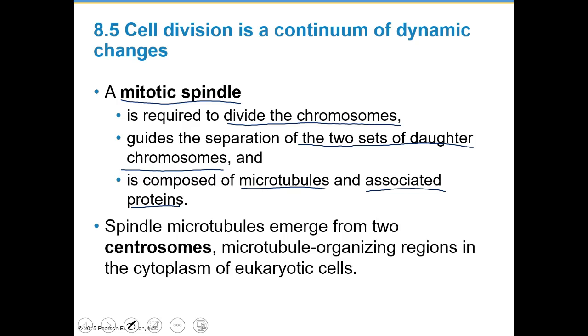Spindle microtubules emerge from two centrosomes. So remember those sister chromatids? I'm going to draw them for you. They have these little attachment points here that hold them together. Well, the microtubules that are part of the spindle will attach to that. They're going to keep track of them and move them where they need to go. It's almost like towing. They're going to hook on to them and then tow them to the right cells.